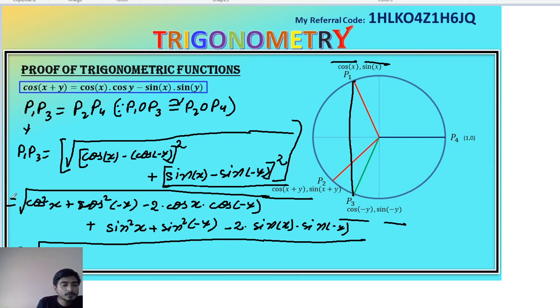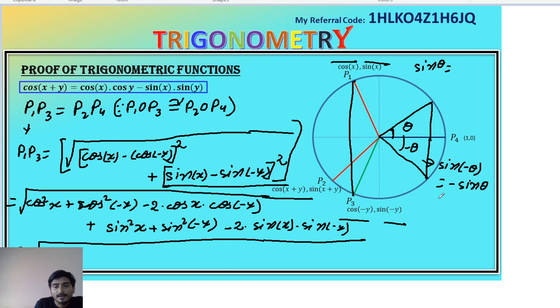Now before going to this I'll say one more thing, that if you have sine of theta, okay, so if you write sine of minus theta, that is written as minus sine theta, while cos of minus theta is cos theta. Okay, so we'll use this property again in this one.